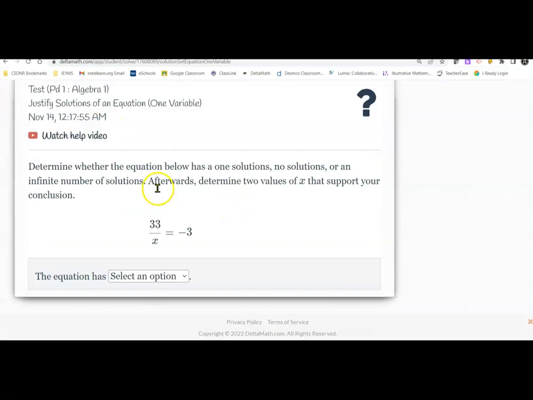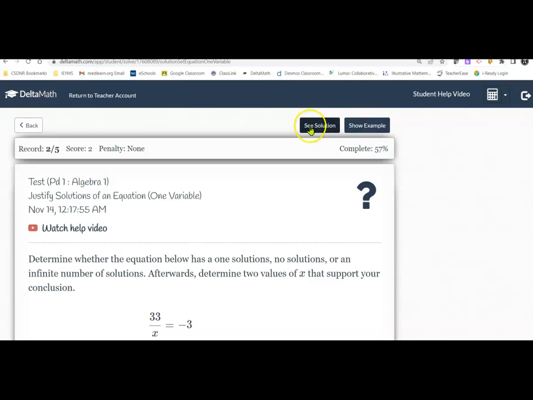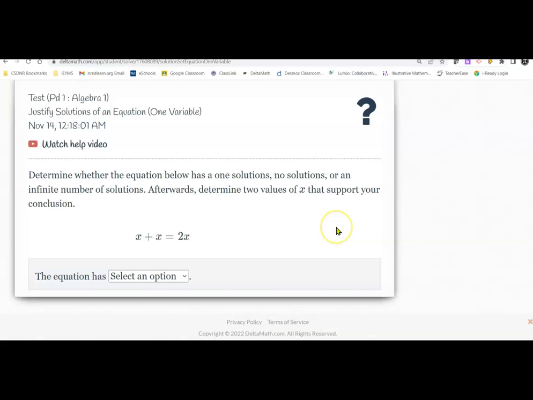All right, let's try another one. This is the same looking problem. Okay, select an option. Well, let's do a little bit of math first. X plus x is 2x. So 2x equals 2x. You see it?